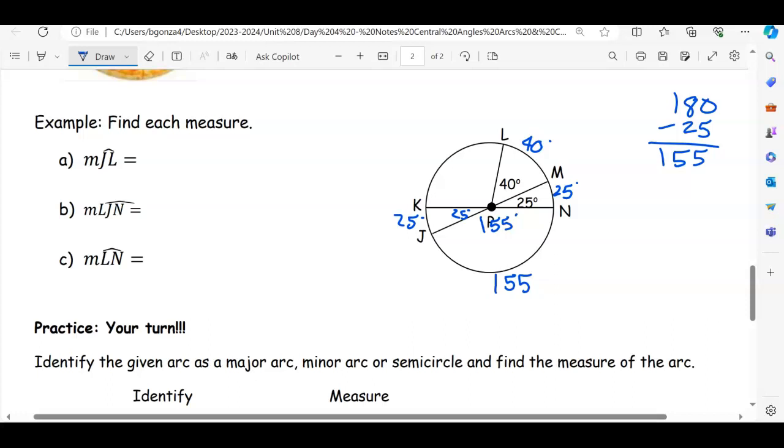Or how many degrees are in a whole circle? Whole circle is 360, right? So if you know these other four, can't you subtract these four from 360 to find the missing one? You gotta think, problem solving skills here. So let's go ahead and add the 4 we know and subtract it from the whole 360. All right. So 40 plus 25 plus 155 plus 25.